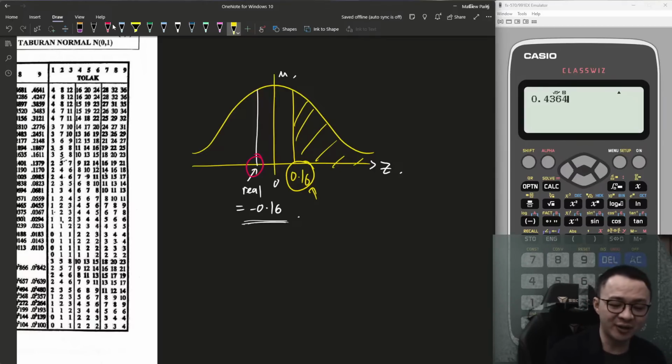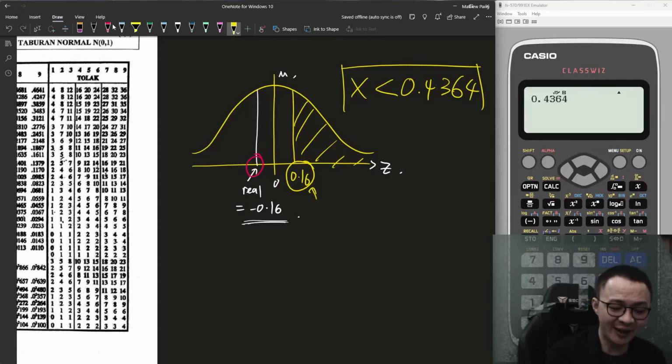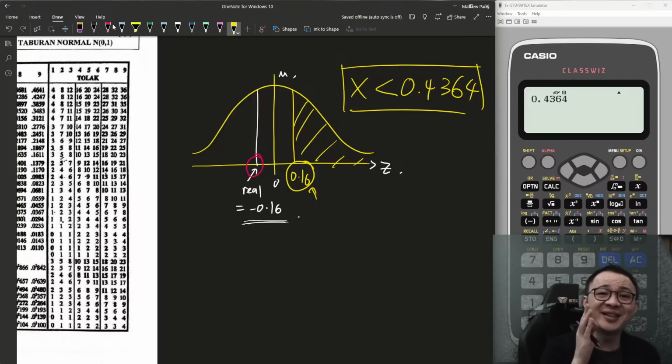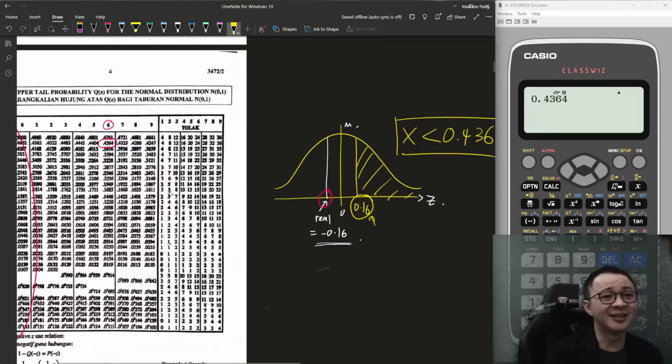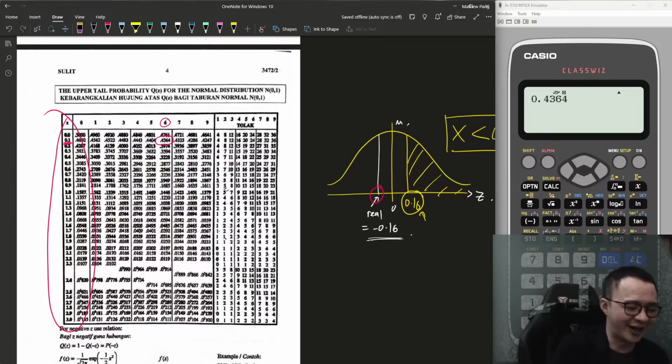How do I know that? Because they tell me it's 0.4364 and X is less than it. So when this happens, less than must go into the left hand side. And this one is still less than 0.5. So this is the reason why I know my Z falls in the negative zone. Yeah, this one you kind of need to understand, then only you know what I'm talking about.